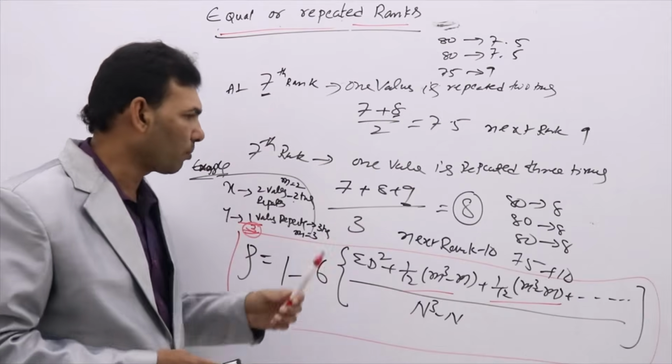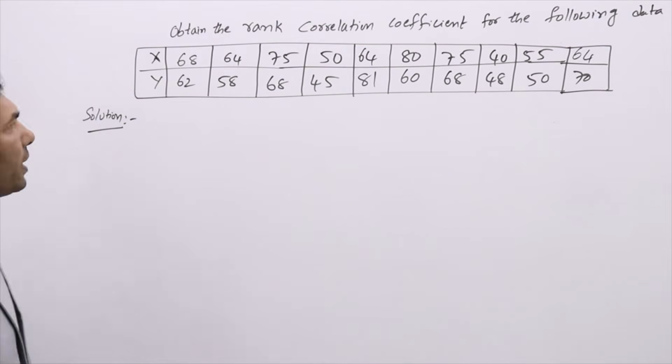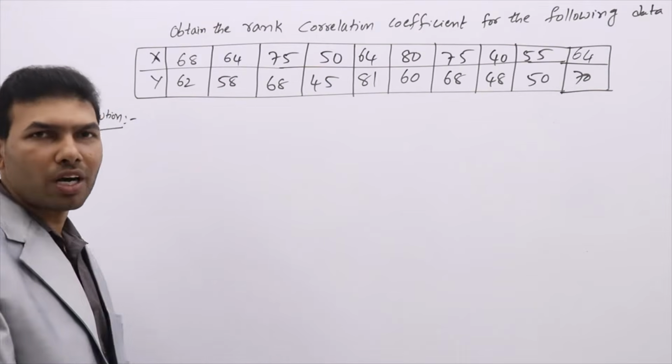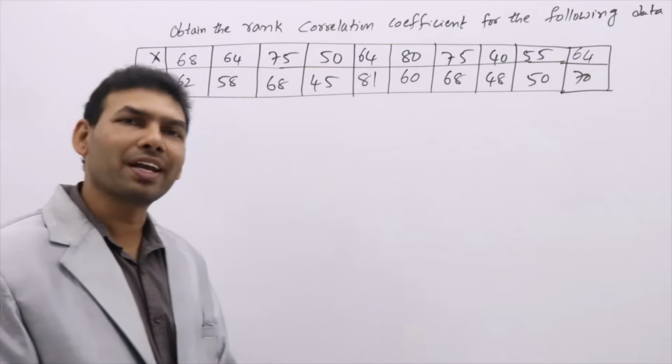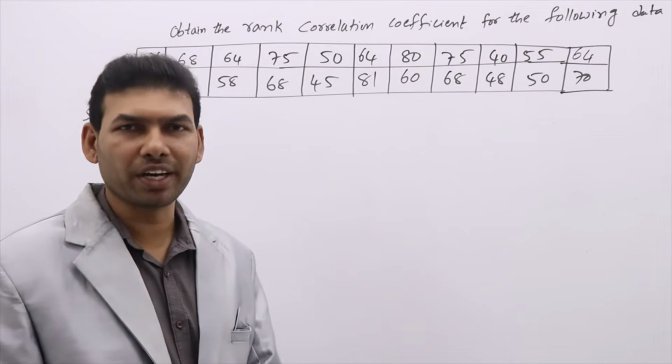We are going to do one problem so that you can understand. Obtain the rank correlation coefficient for the following data. The ranks are not given, marks are given. We need to evaluate ranks first. After evaluating ranks, we need to find the difference between ranks.